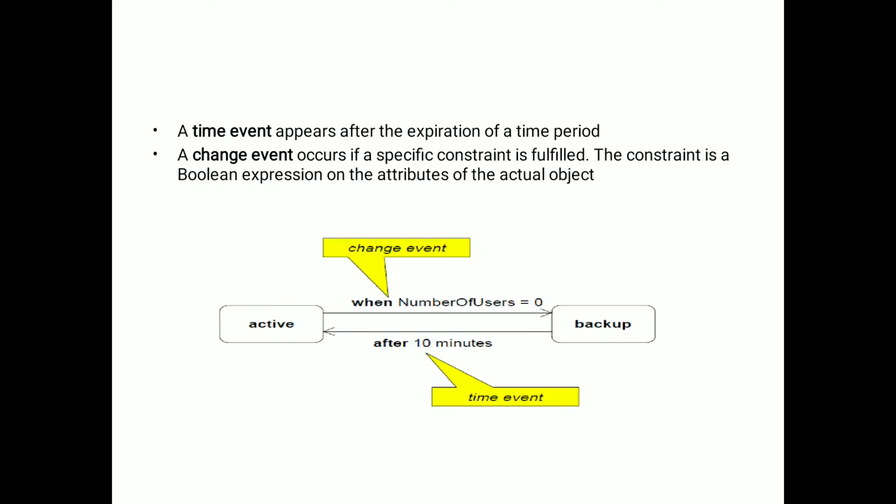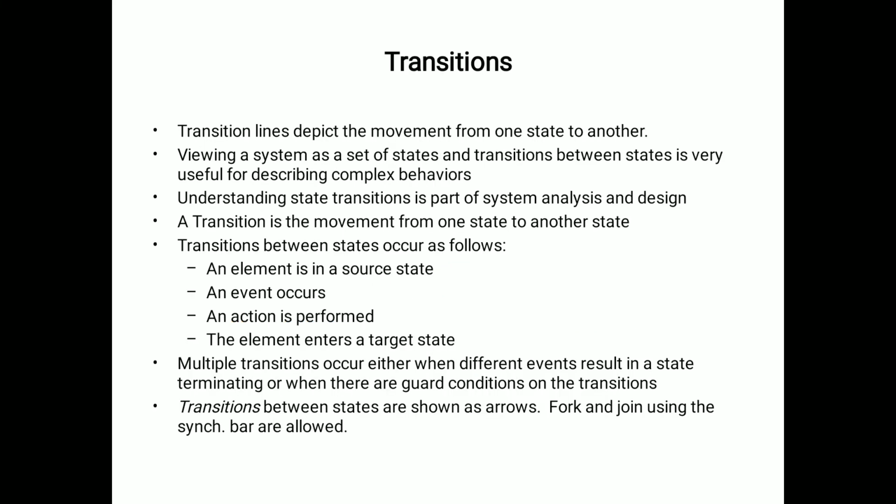Next is a time event, which appears after the expiration of a time period, and change event occurs if a specific condition is fulfilled. The condition is a Boolean expression on the attributes of the actual object. Now here this transition line shows the movement from one state to other. Viewing a system as a set of states and transitions between states is very useful for describing complex behavior.